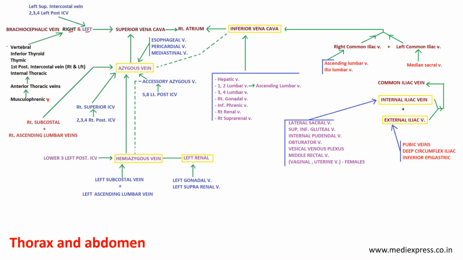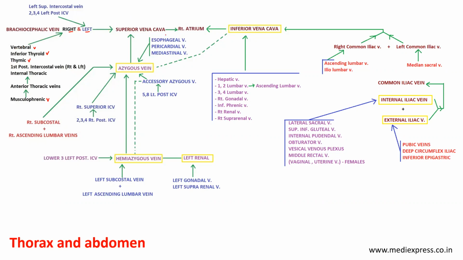we have few other branches together with internal. That is the first posterior intercostal vein, maybe right and left. Then we have a thymic vein. We have an inferior thyroid vein as well as a vertebral vein. These five together will drain into the right brachiocephalic vein. Now, from the right brachiocephalic vein as well as the left, together it will join, and now it drains into the superior vena cava. Okay, superior vena cava.